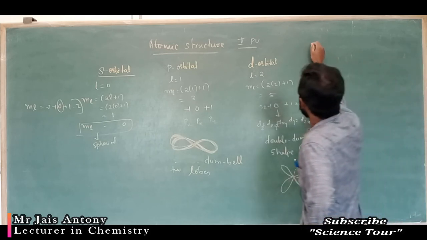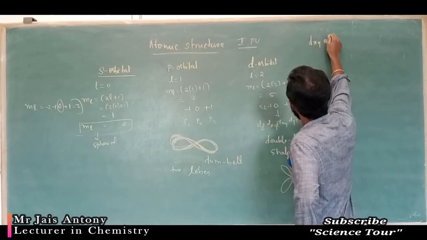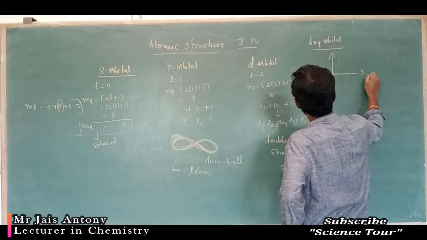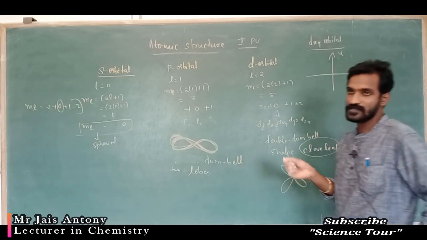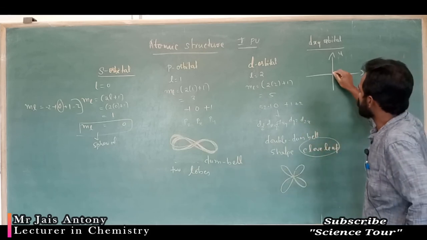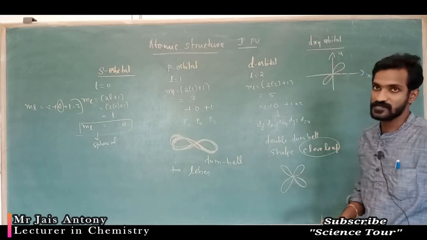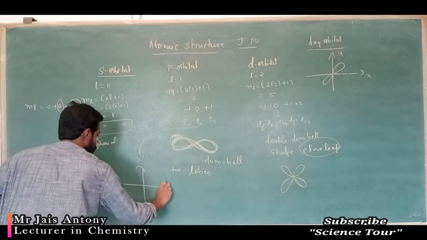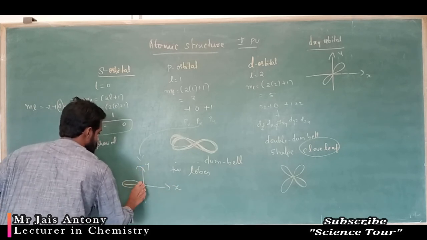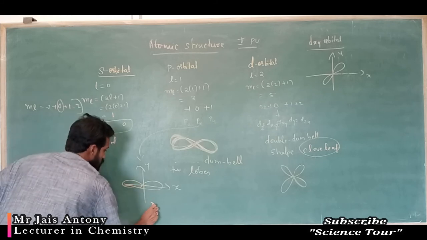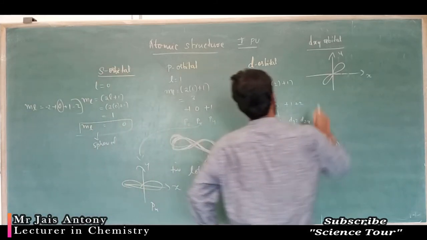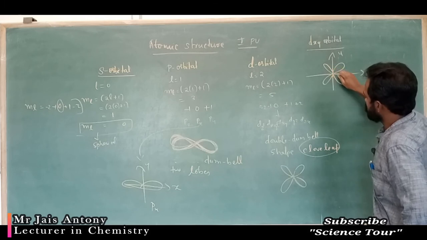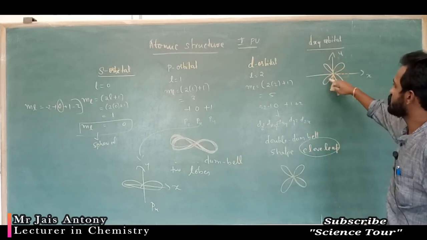dxy. For the dxy orbital, my dear students, I am going to consider only two axes, x axis and y axis. If you are drawing dxy, you draw in between the axes, not on the axes. Don't get confused. For px you draw on the axis, and py also on the axis. But dxy means you draw in between the axes. Double dumbbell shape is there, this is x, this is y.